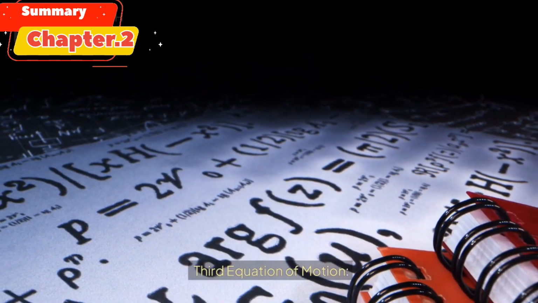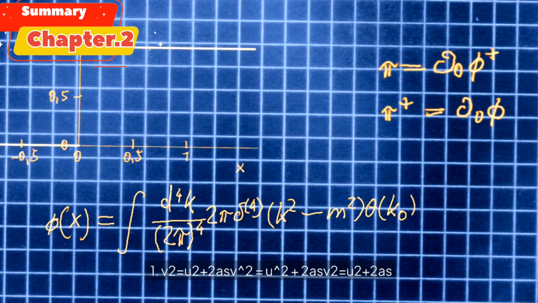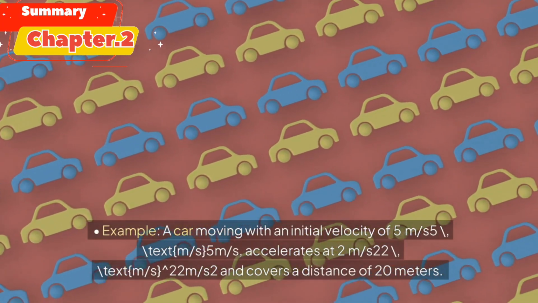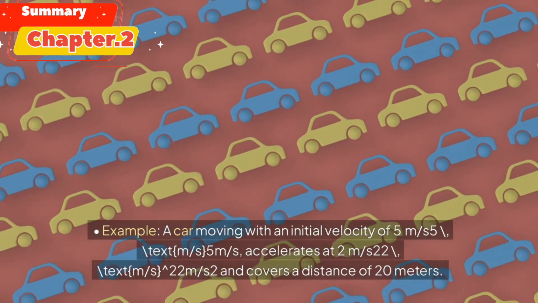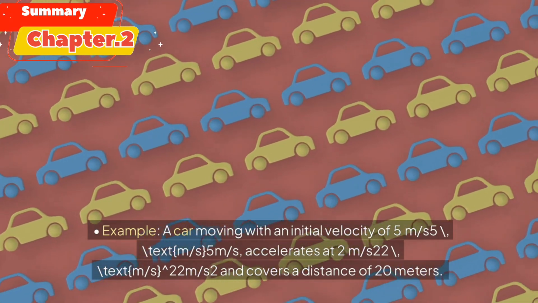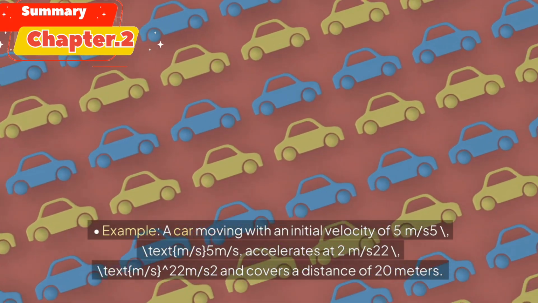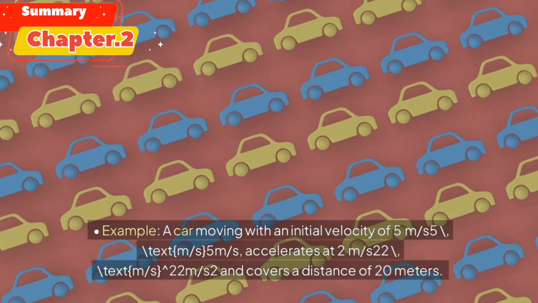Third equation of motion: v squared equals u squared plus 2as. Example: a car moving with an initial velocity of 5 meters per second accelerates at 2 m/s² and covers a distance of 20 meters.